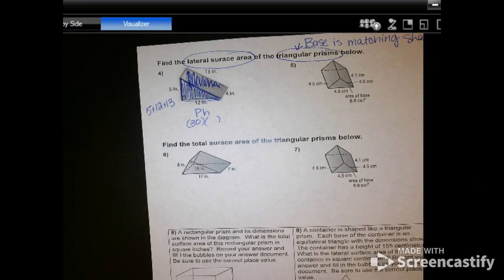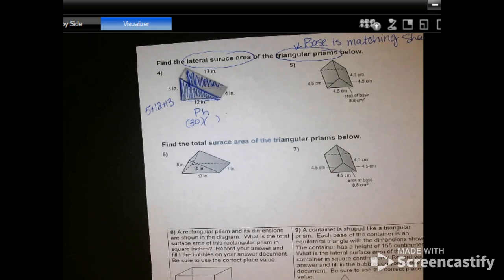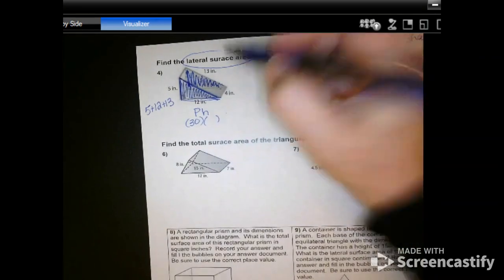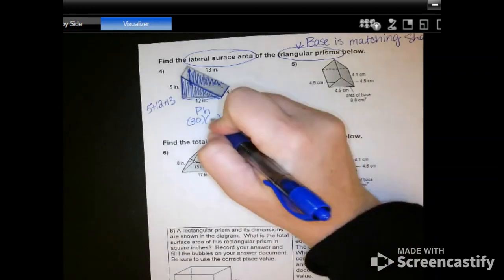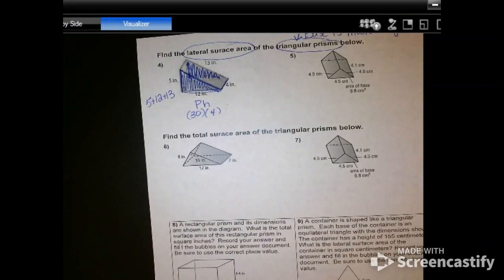No, you're right. It's 4, but what was our definition? Distance between bases. So if these 2 are my bases, the one that connects them is 4. What's 30 times 4? 120.